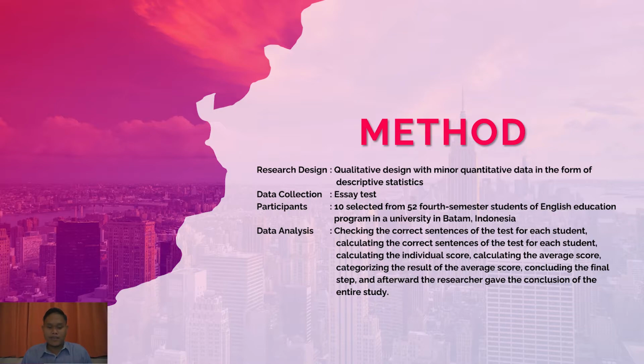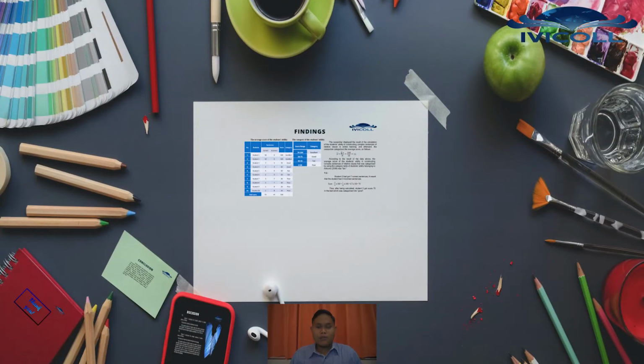The next one is data analysis. Checking the correct sentences in the task for each student, and after that, calculating the correct sentences of this task for each student. Hereafter, calculating the individual score. Thereafter, calculating the average score, and after that, categorizing the result of the average score, concluding the final step, and after that, I gave the conclusion of the entire study. Let's move on to the next slide.